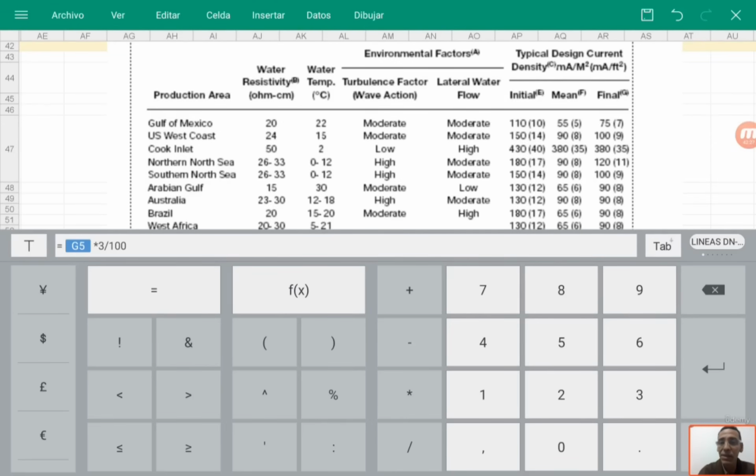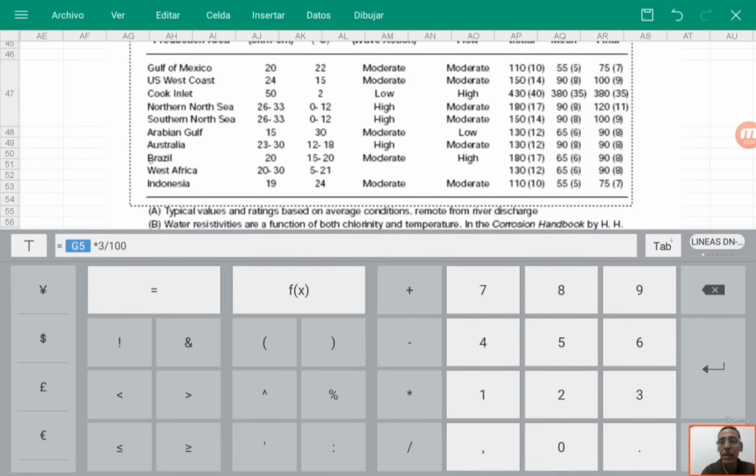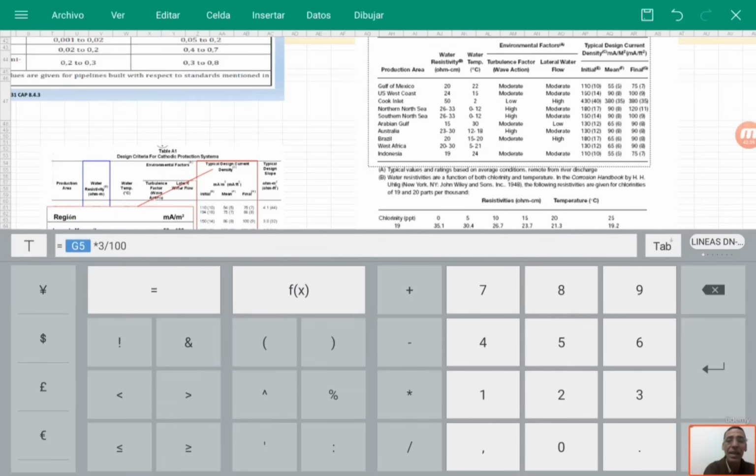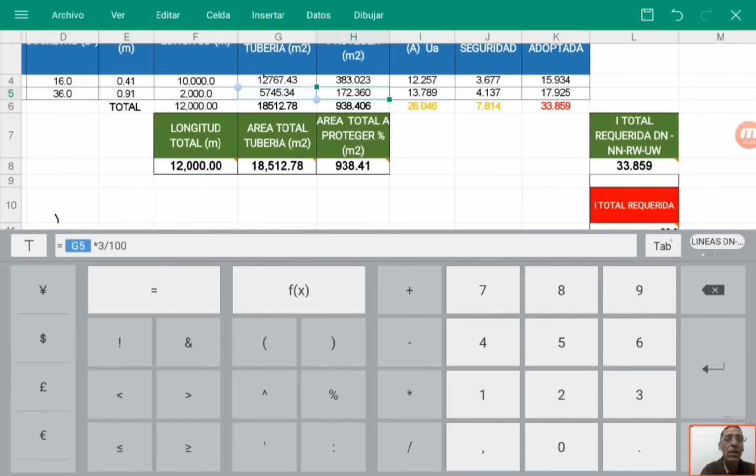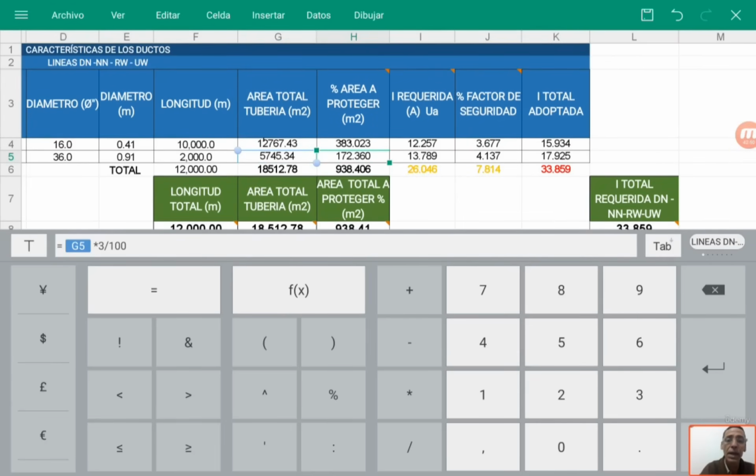So, there are tables for Brazil, for example, where 180 milliamps are required, with an average value of 65 and a stabilization value of 90. So here's where the big detail comes in. Notice how the equation is affected. Remember that we selected 3,000 square meters of exposed area, right?